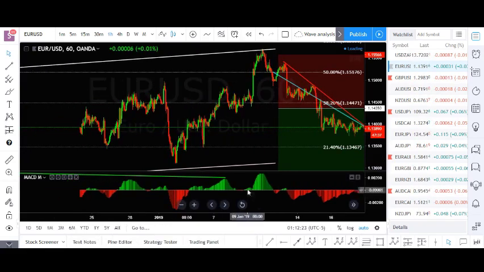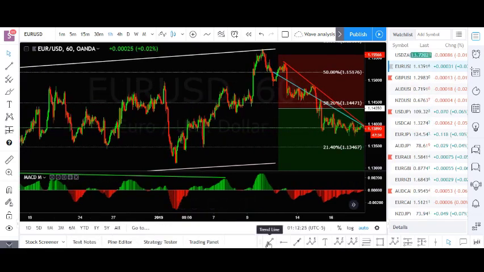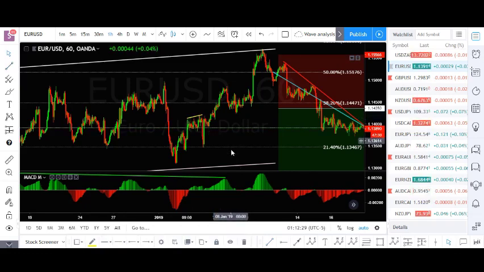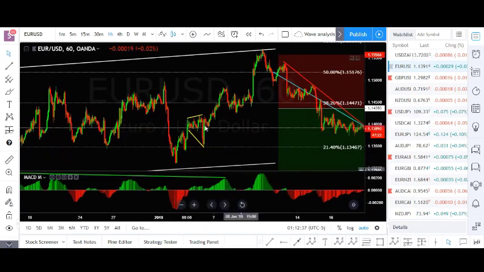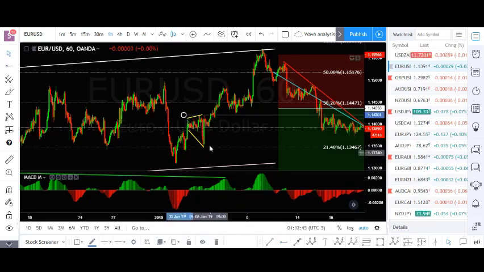So basically, let's start here. Here you had this expanding flat, right? Now what you want to see is you want to see it break out. In an expanding flat, and a running flat especially, the safest bet will be to wait for it to break the top and then enter the trade.